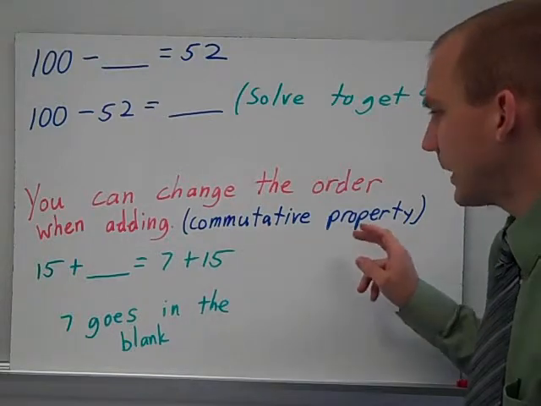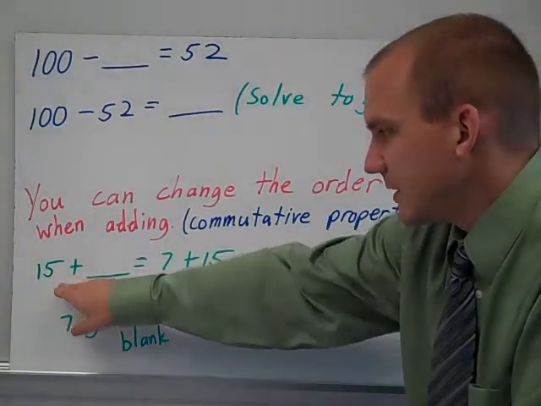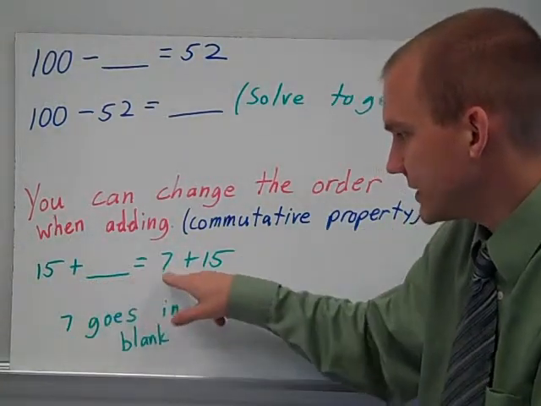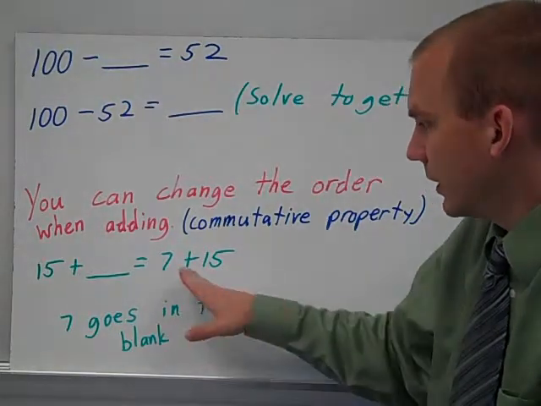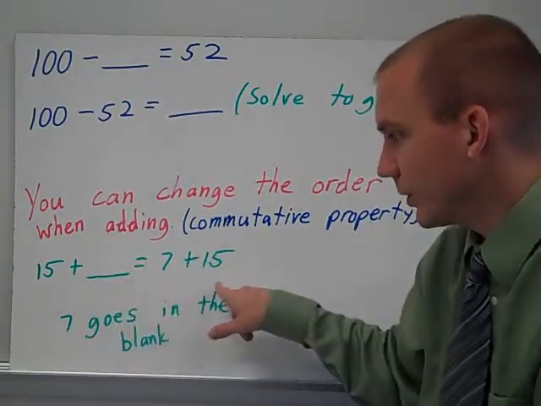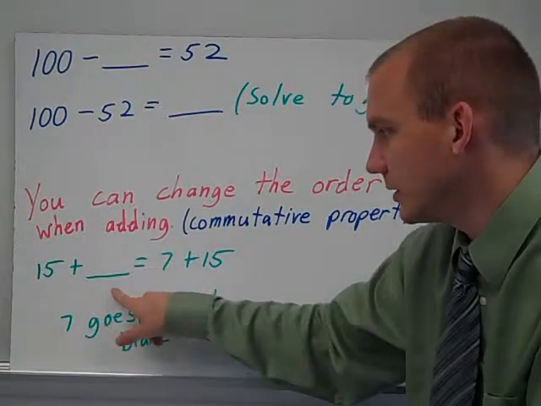Another thing that you can do with addition is you can change the order when adding. That's called the commutative property. What I mean is like 15 plus blank equals 7 plus 15. Where you know that all I did was switch the order, so 7 ends up going in the blank.